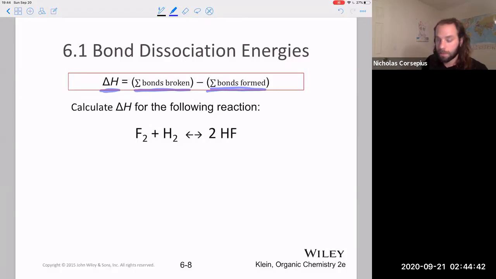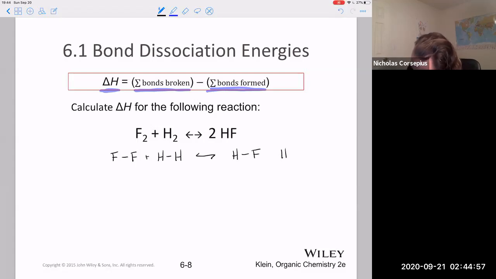All right, so let's do an example here. First of all, it's going to be a simple example, but nonetheless, the same procedure you would use. We have our two compounds, and those are going to come together to make two. So hydrogen gas and fluorine gas coming together to make hydrogen fluoride, and I'm going to have two of them. So which bonds are being, let's actually color code this a little bit better.